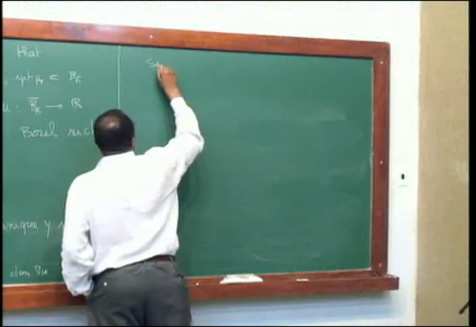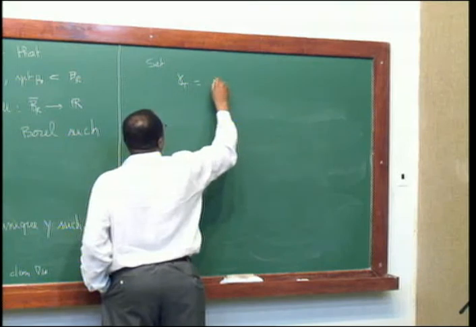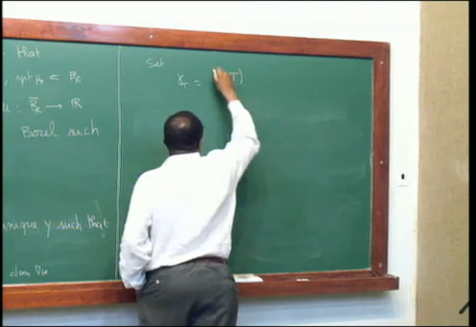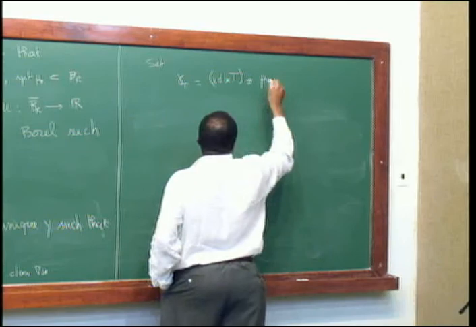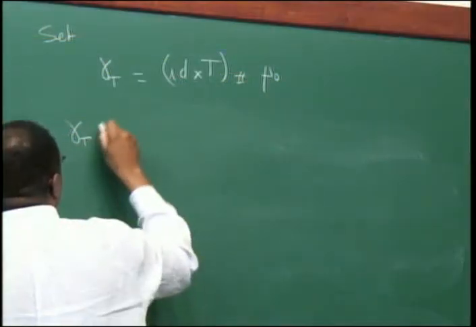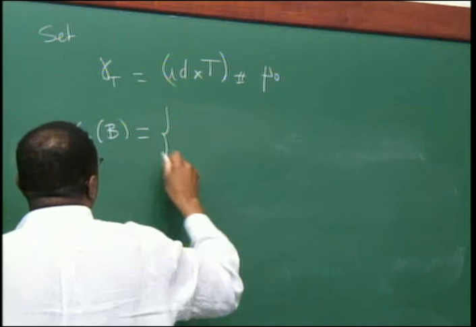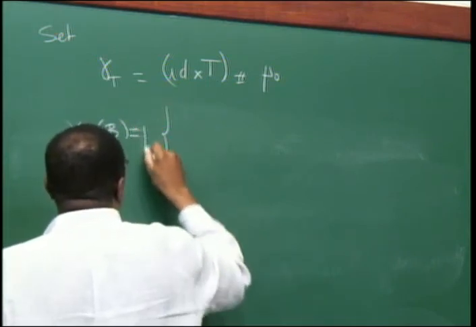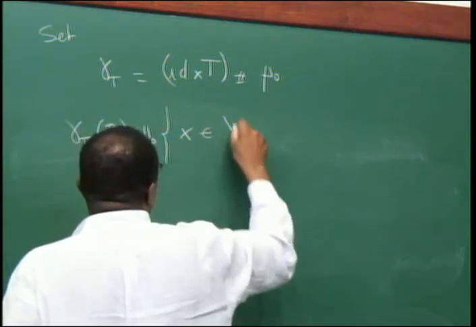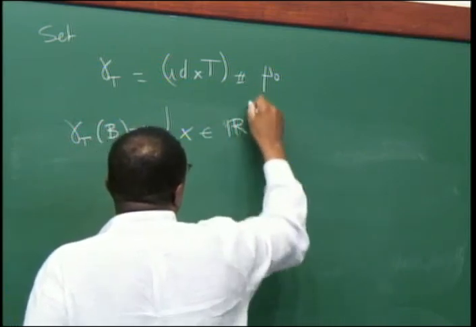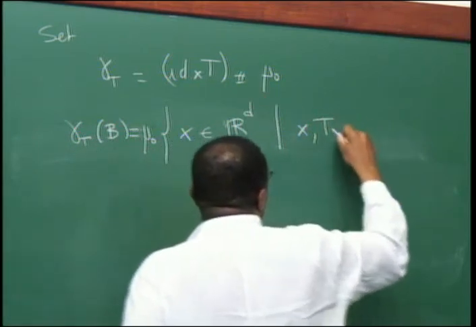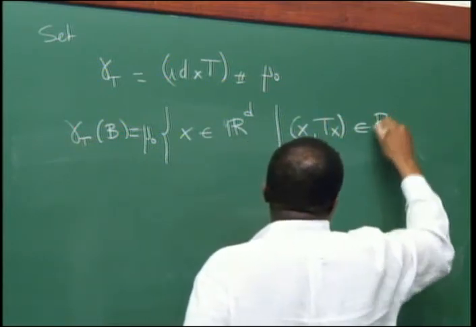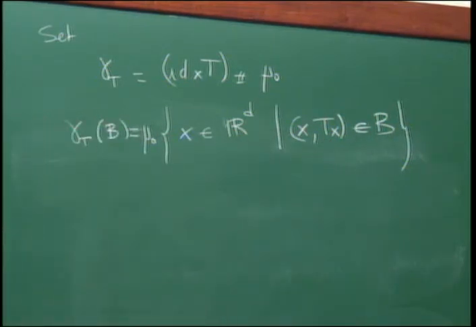Define gamma t to be identity cross t, push forward mu naught. In other words, gamma t of a set B is mu naught of the set of x in Rd such that x, t of x is in B. Okay, and we check that gamma t has mu naught and mu1 as its marginals.